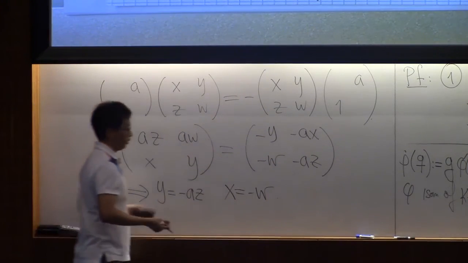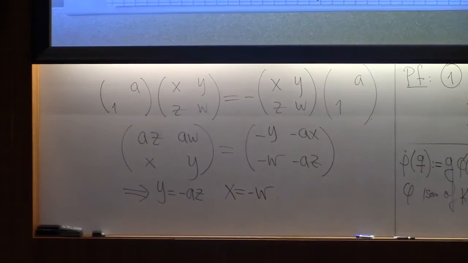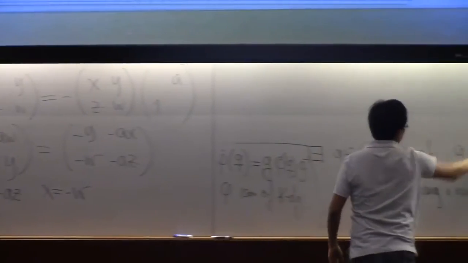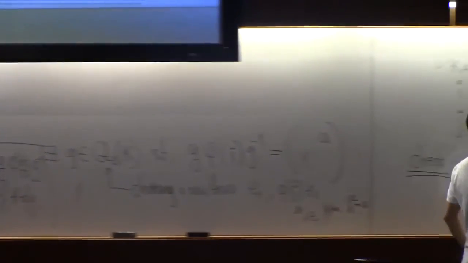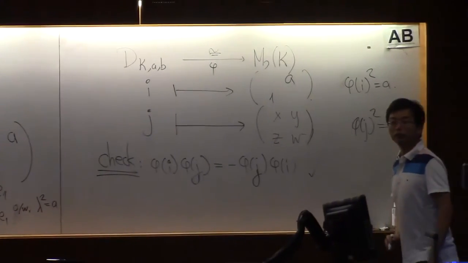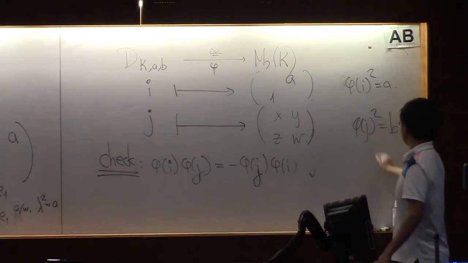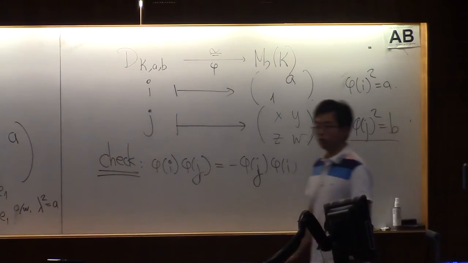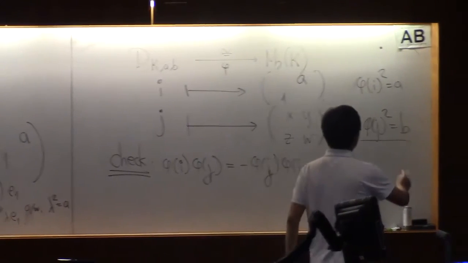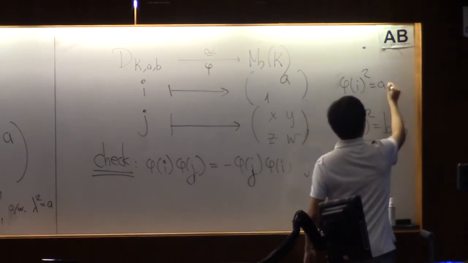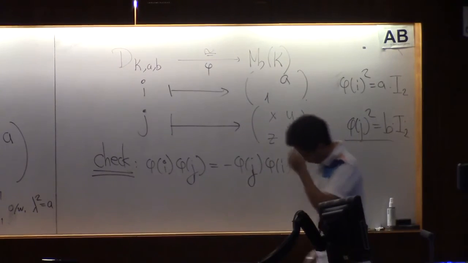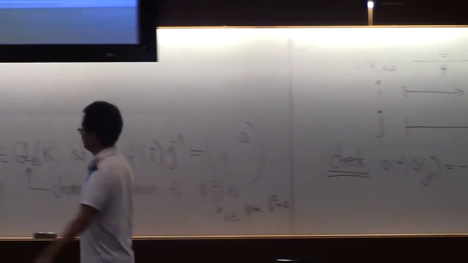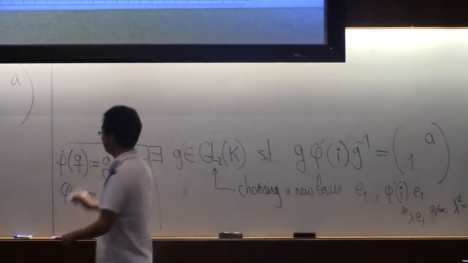Although there are 4 equations that are related to 2. So that comes from this equation over here. We'll have another one we can use, which is phi j squared equals b, meaning b times the identity matrix. Oh, right, identity matrix.